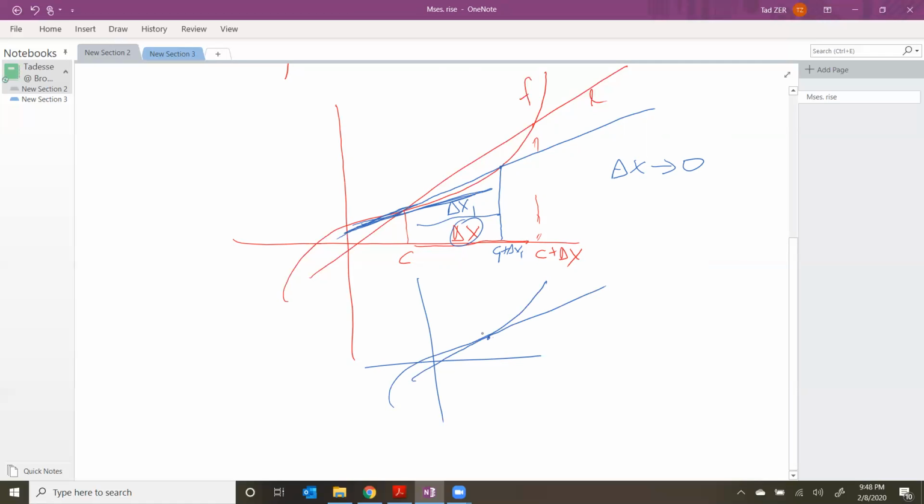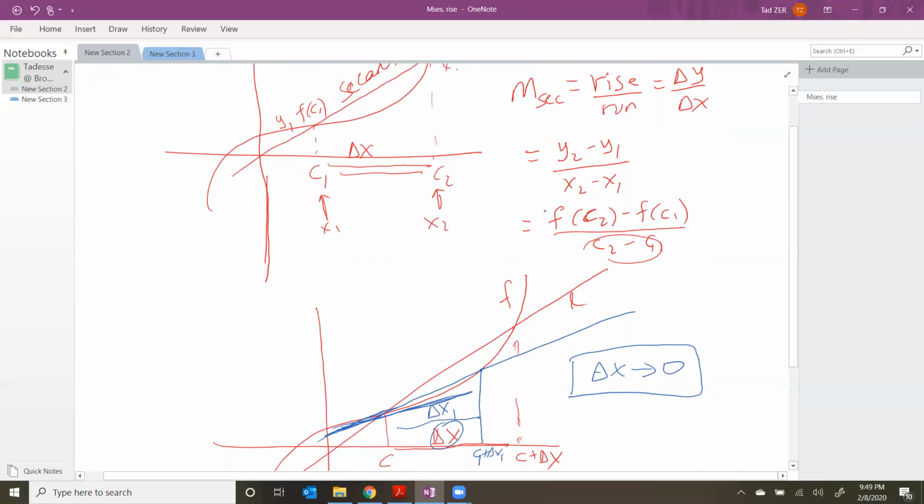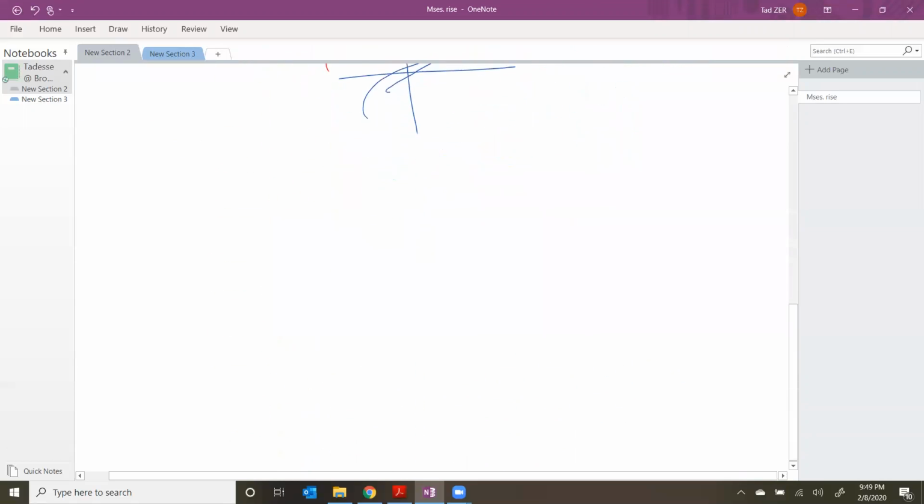Tangent line means the line touches the graph of f at exactly one point. Now the question is, how do I find the slope of this tangent line? The answer is, this line becomes a tangent line as change in x goes to 0. And I showed you before, the slope of that secant line is nothing but change in y divided by change in x.